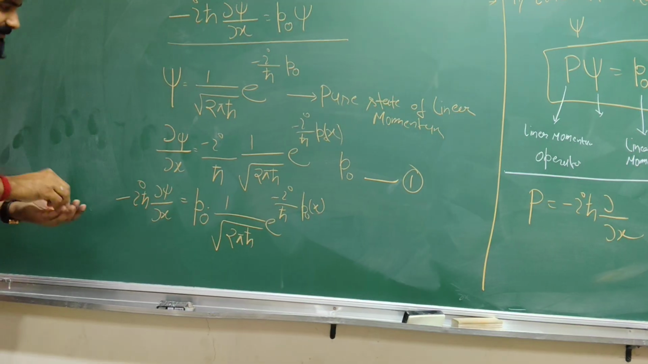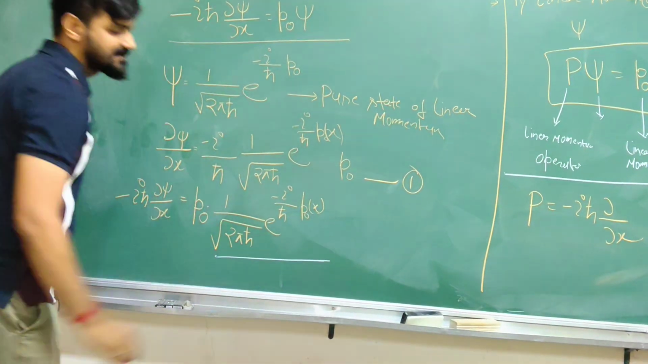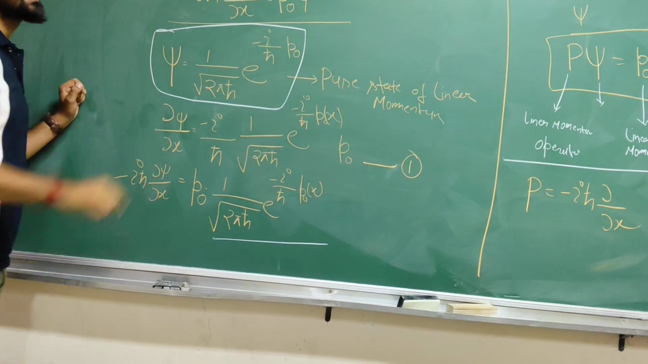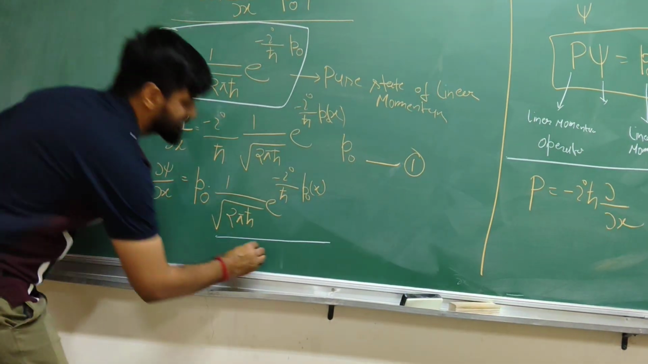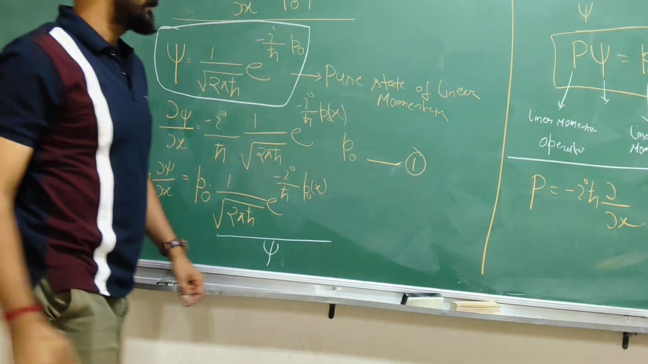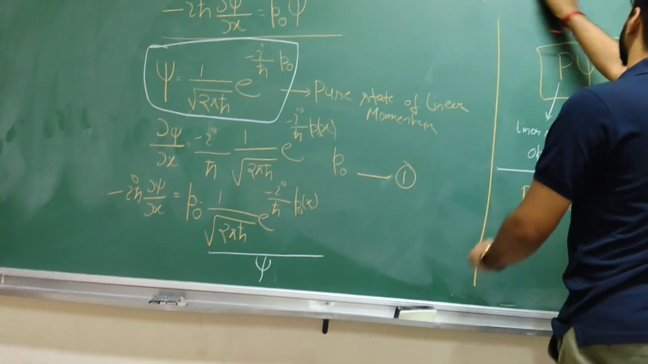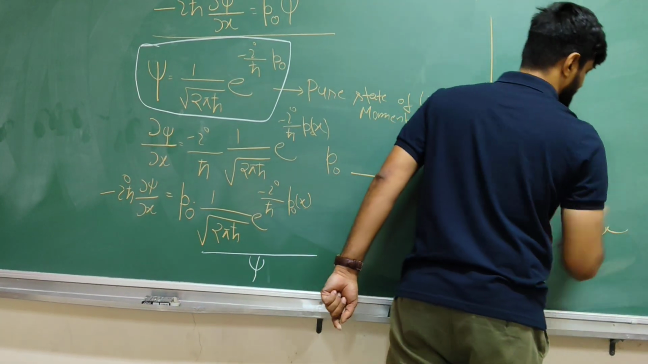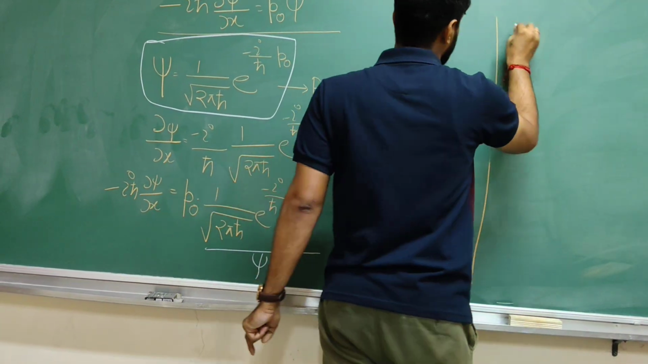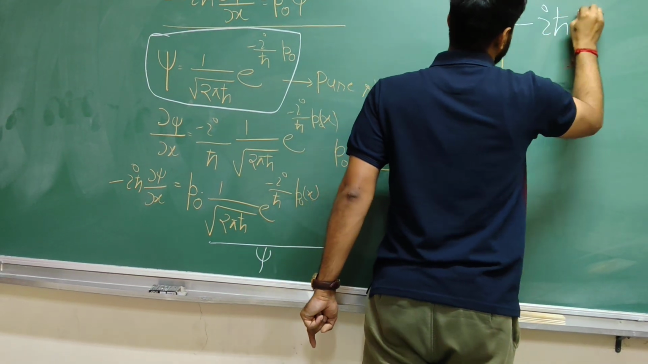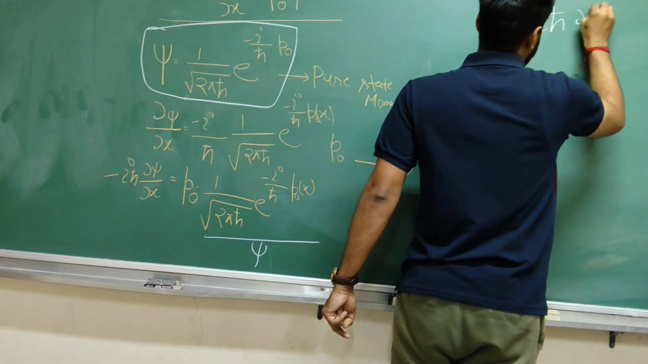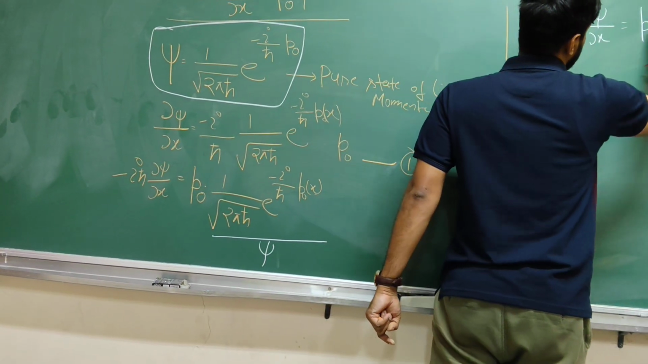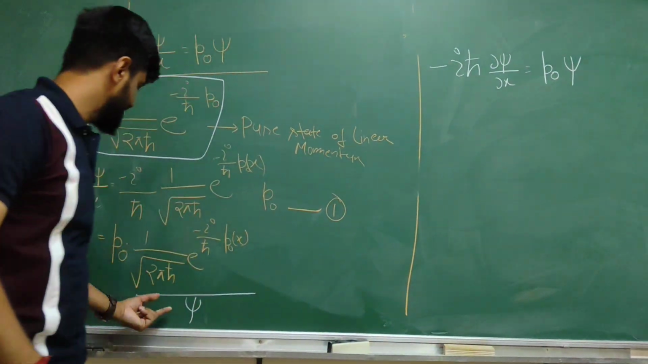Is that clear? If you see this value, what is this value? This value is the wave function that we have assumed here. This is your pure state of wave function for linear momentum. So this is your psi, the overall wave function. So basically what we got here is minus iħ x ∂psi/∂x, that is equal to your p naught into psi, because this was the wave function that we have assumed here.